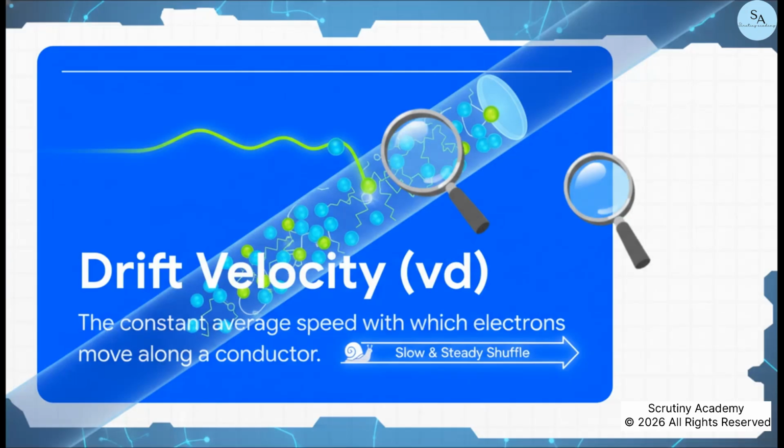But don't get the wrong idea, this is no sprint. The electrons are constantly bumping into atoms, stopping, starting, and changing direction just a little bit. So we can't really talk about their individual speed. Instead, we talk about their average speed as a group. And this slow, steady, collective movement is what we call the drift velocity. This concept is the key to solving our entire mystery.